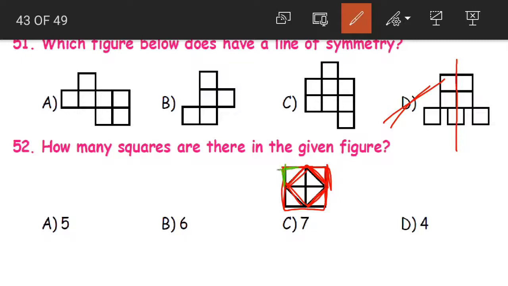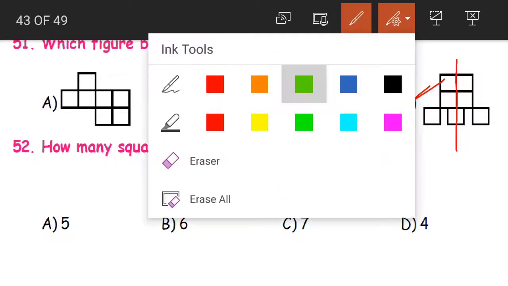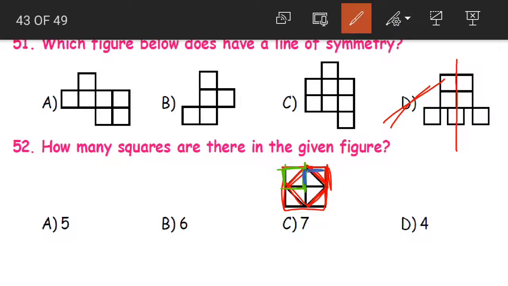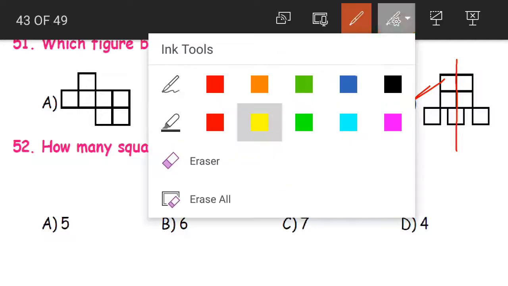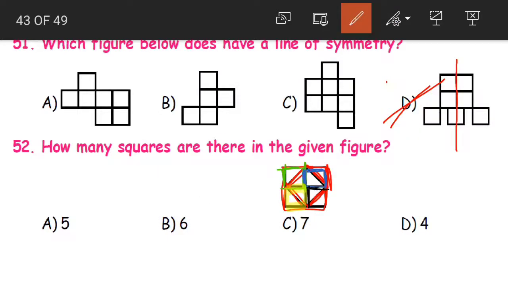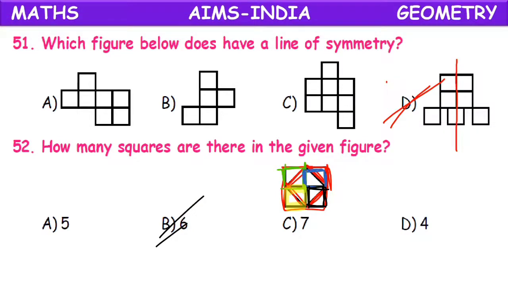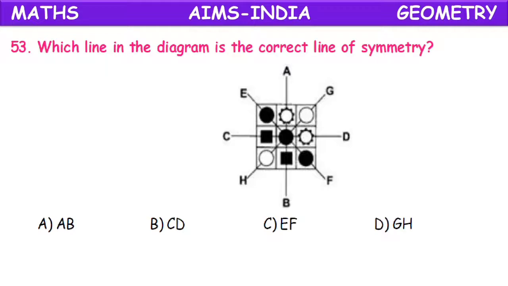Then on the inside we have 3, 4, let us take another color, 5, and then we have the square number 6. So how many squares do we have in total, children? Option B, 6 squares.